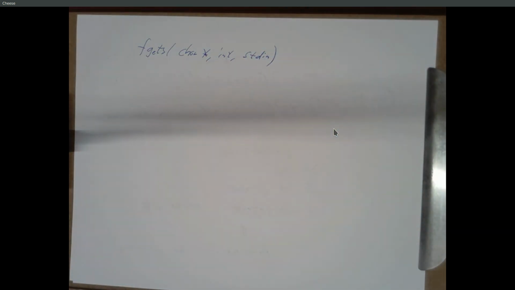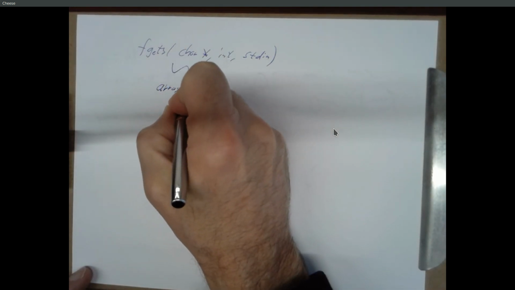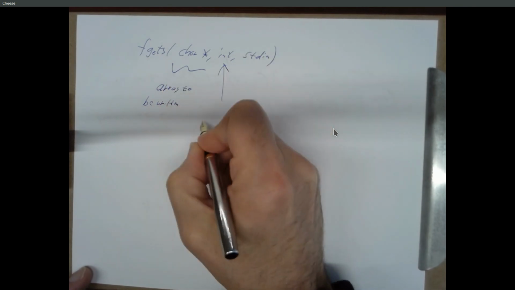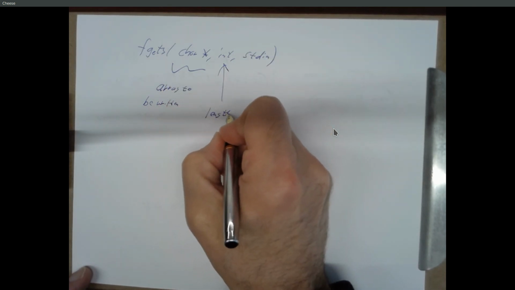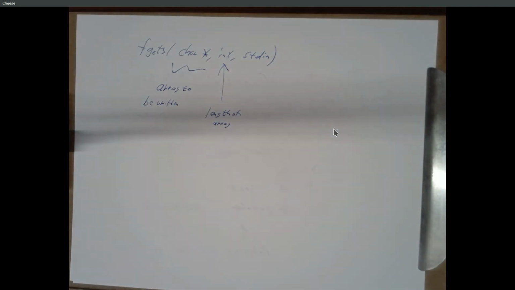And fgets takes 3 arguments. The first is an array to be written. The second is the length of the array. Why? Because again, arrays in C don't have an inherent length.